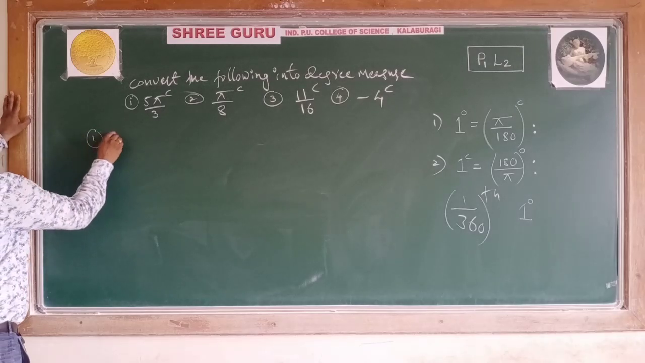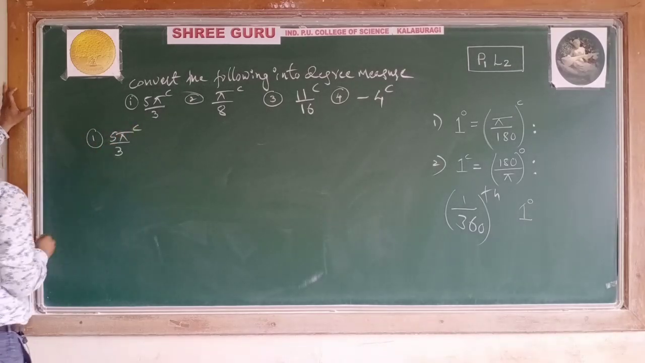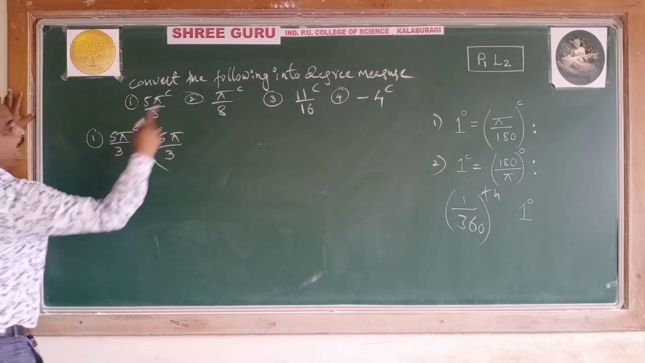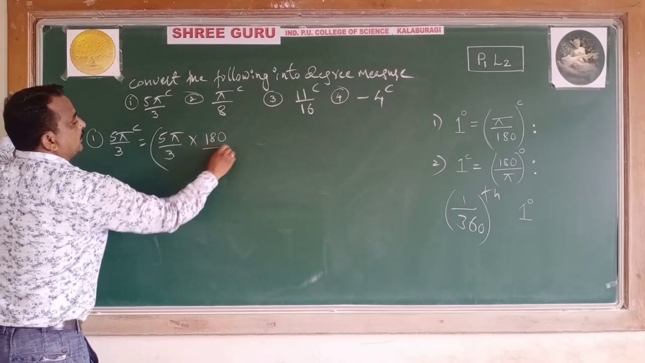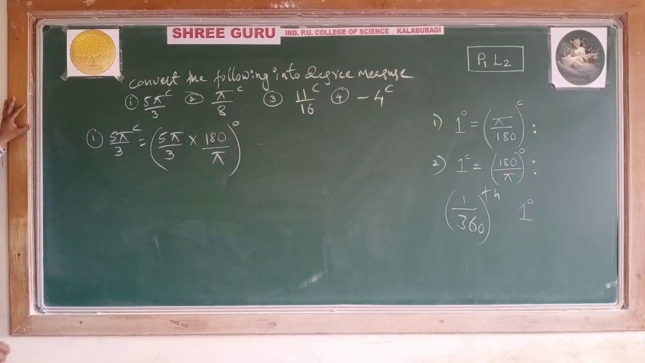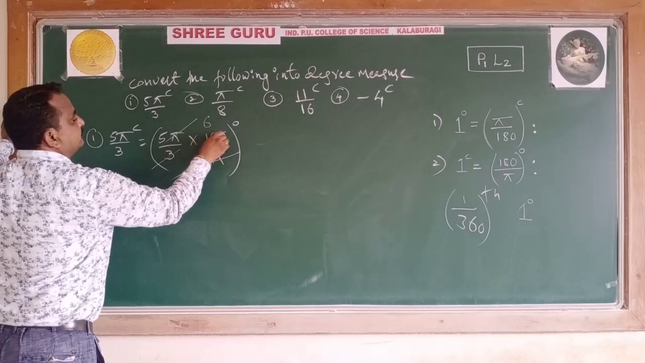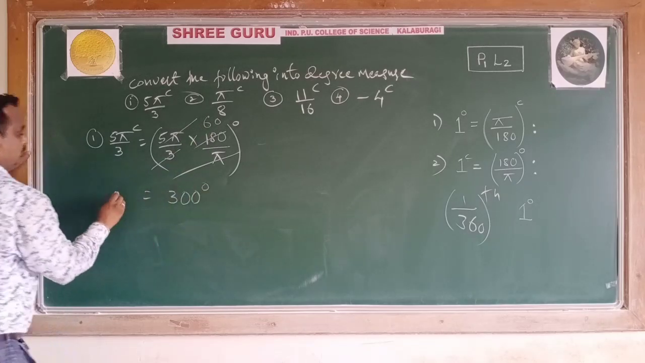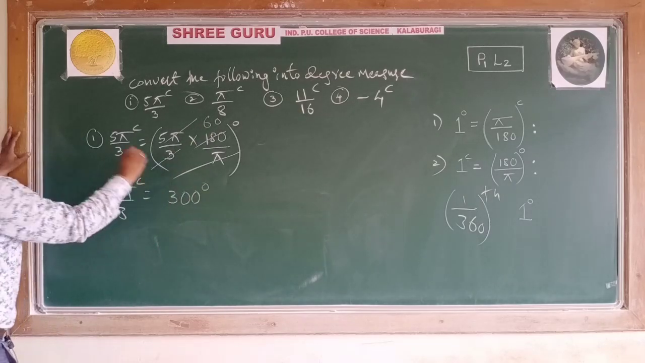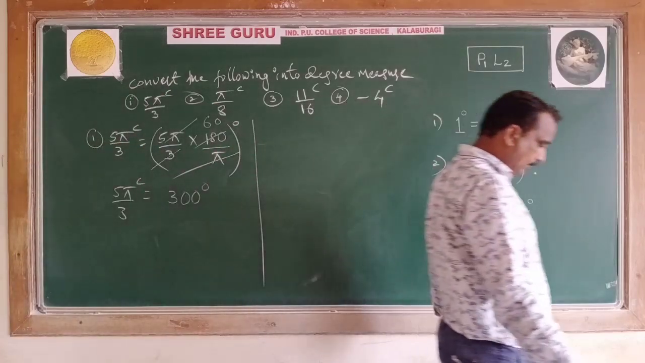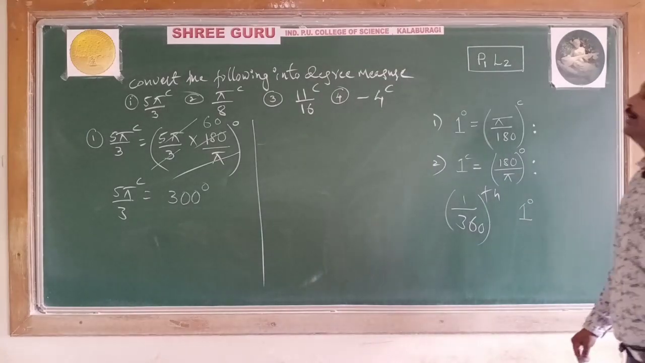First one, 5 pi by 3 radian. To convert radian to degree, multiply the given angle by 180 by pi. This pi and pi get cancelled. 3 sixes are 18, so how much remains? 5 into 60, 300 degree. So 5 pi by 3 radian in terms of degree is 300 degree.